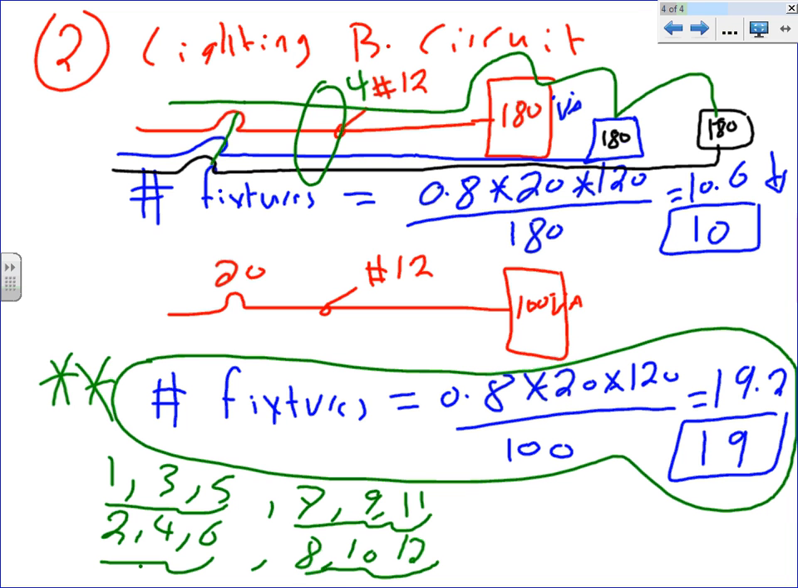Is it a good idea to group lighting circuits or receptacle circuits? Absolutely. You always want to do that. You always want to group lighting circuits and receptacle circuits. It's a very good idea to group lighting circuits and receptacle circuits.